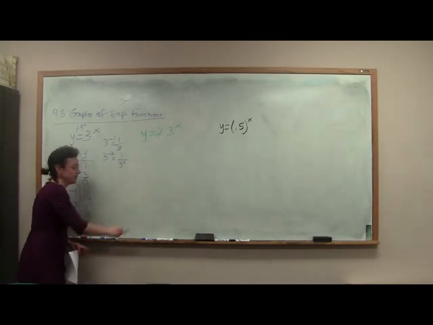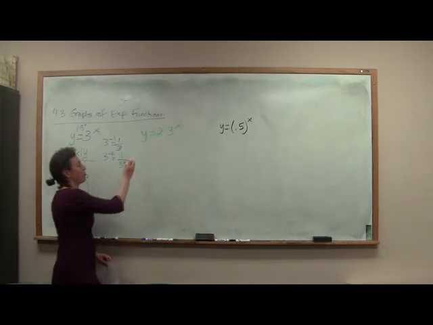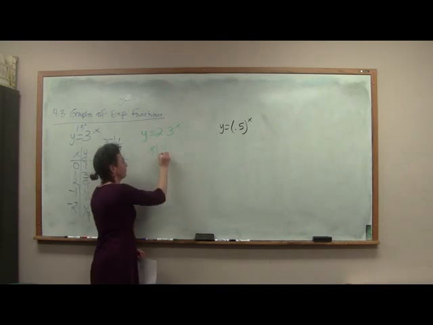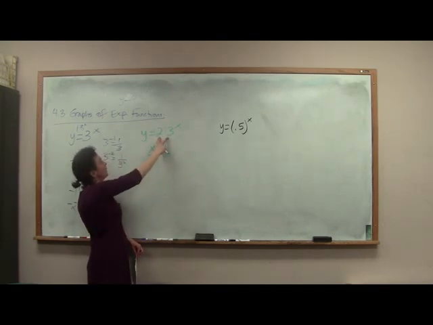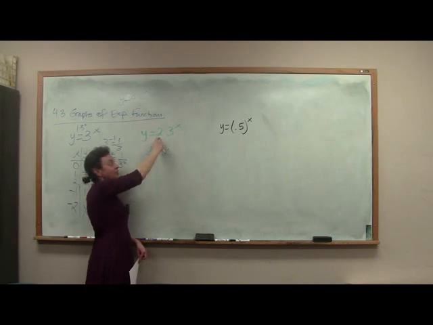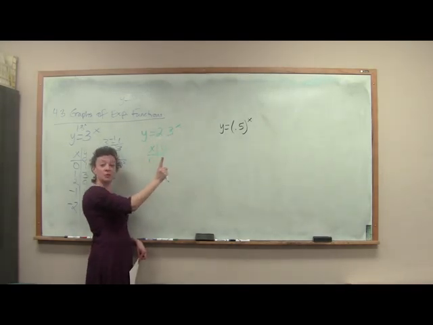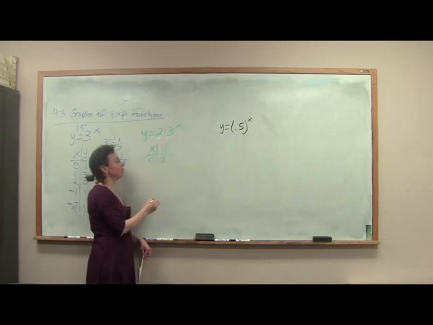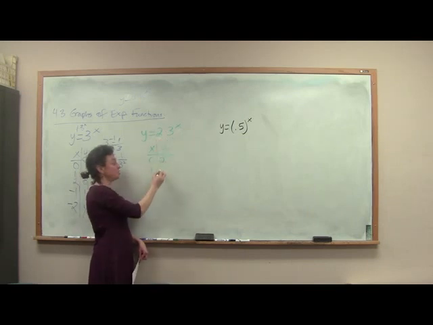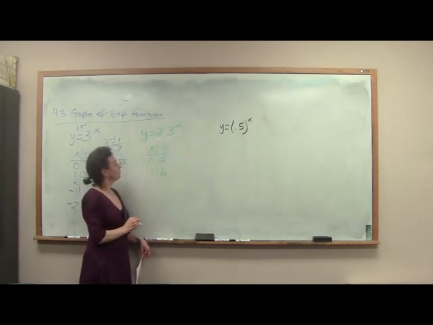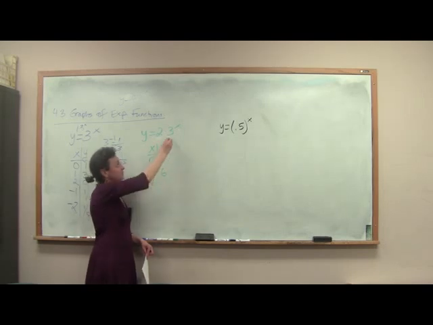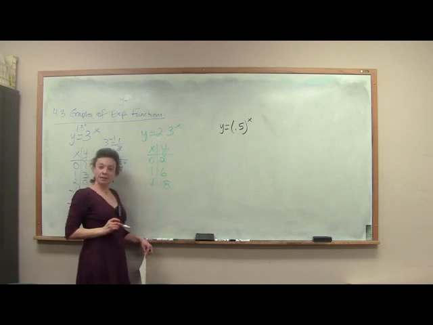Let's make this t-table here. Now, look at this. We know that our initial value is this number in front, which is 2. And notice when we plug in x equals 0, 3 to the 0 power is 1, and 2 times 1 is 2. Okay? If we plug in x equals 1, then we have 2 times 3, which is going to give me 6. If we plug in x equals 2, well, 3 squared is 9, times 2 is 18.